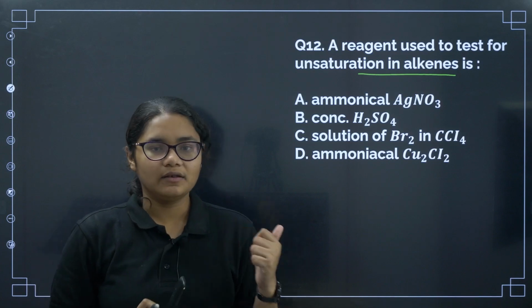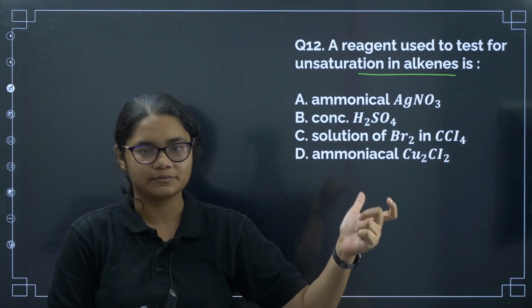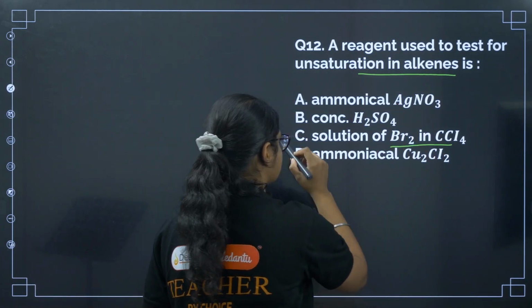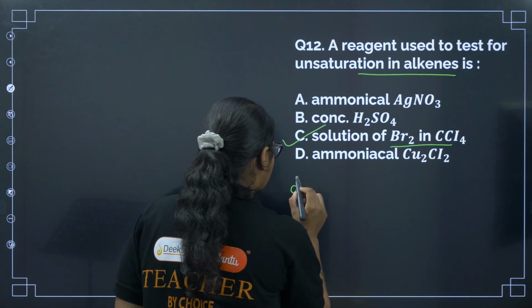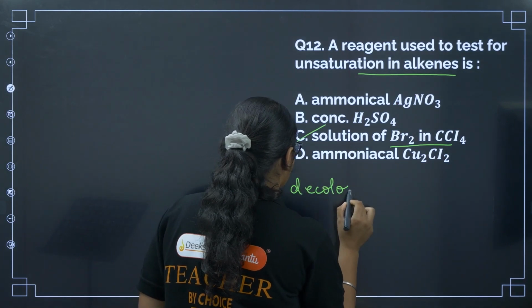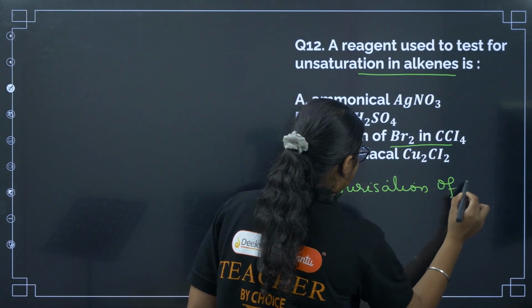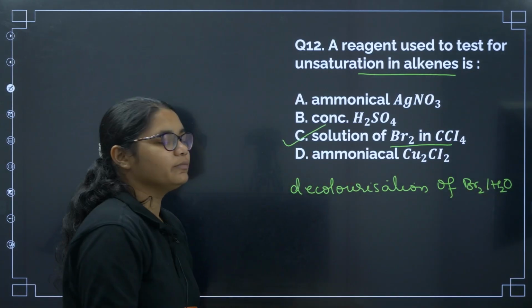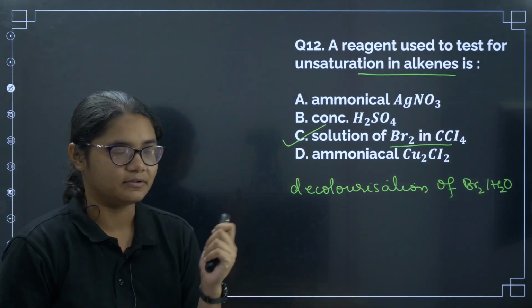Next, a reagent used to test the unsaturation in alkenes is. You know bromine decolorizes when it reacts with an alkene, so that is why we can use bromine as a test for unsaturation. So the correct answer is option number C. You can remember that decolorization of bromine water takes place when it reacts with unsaturated hydrocarbons.